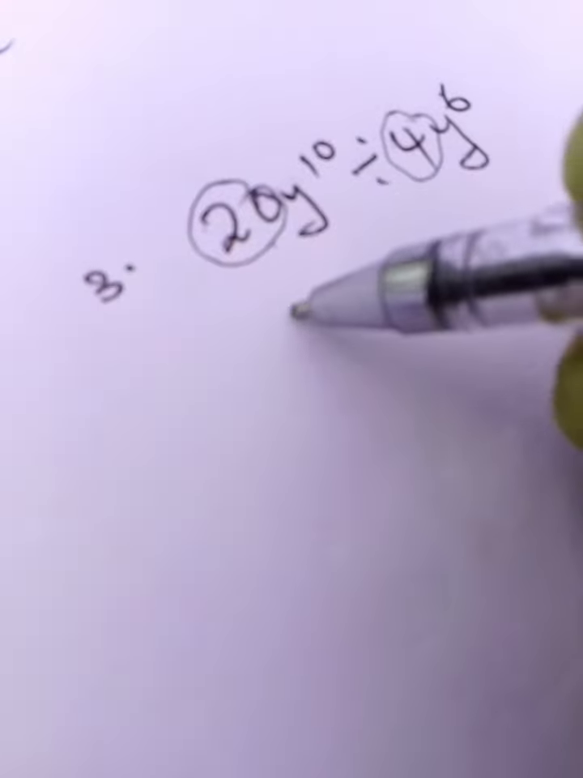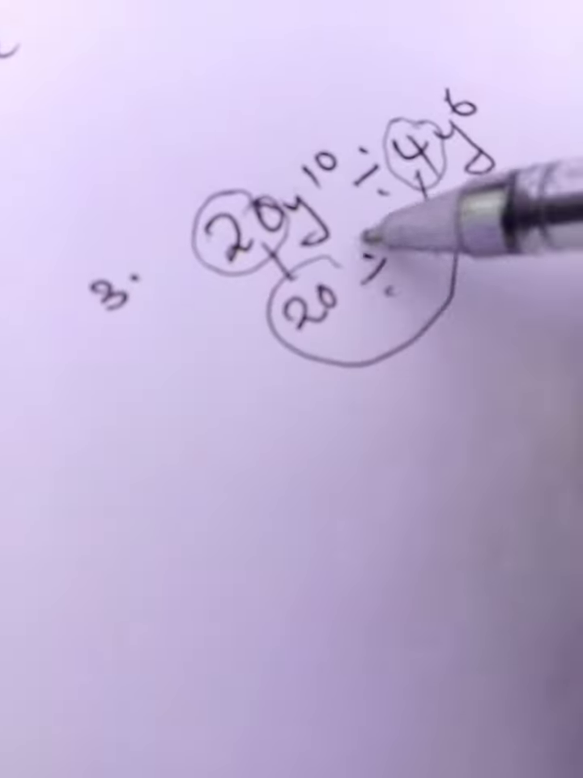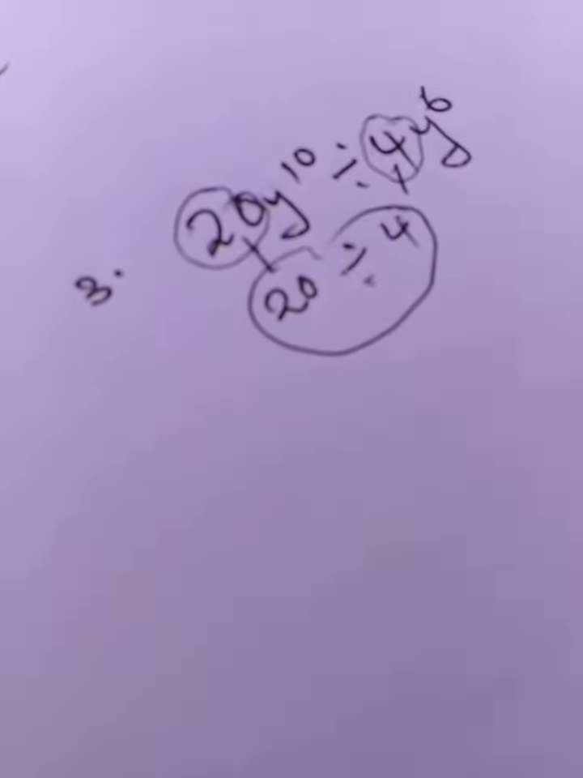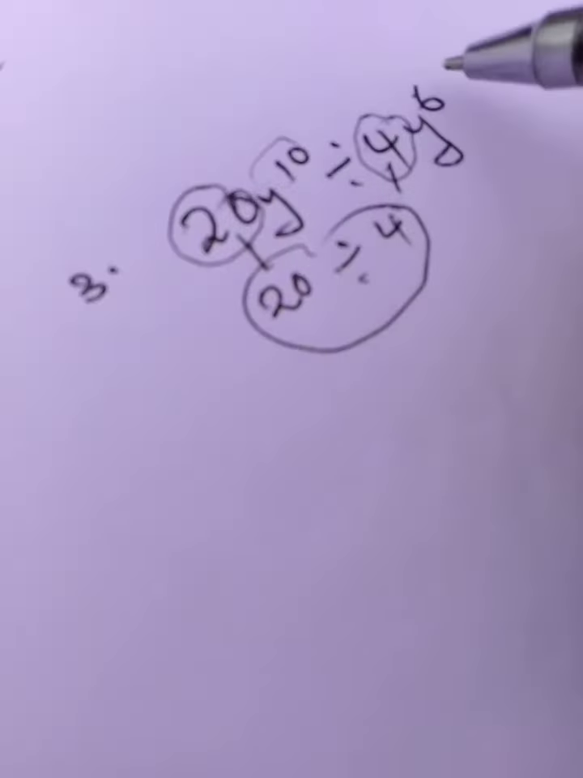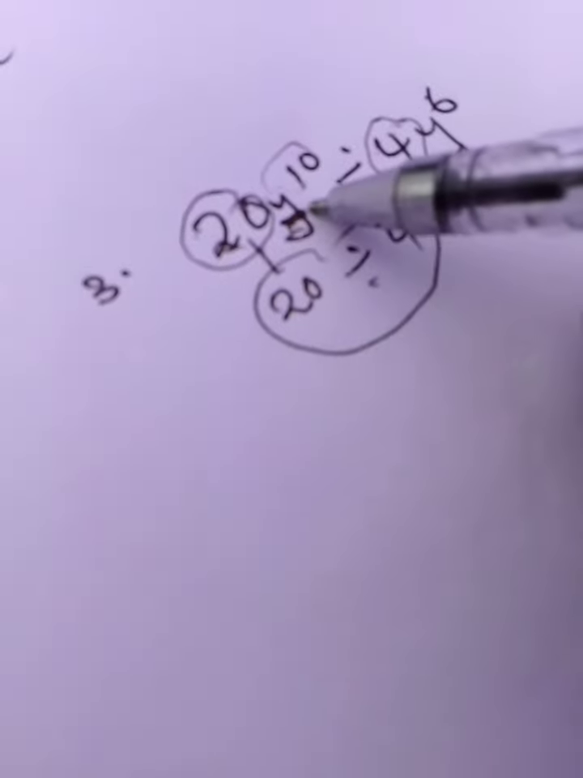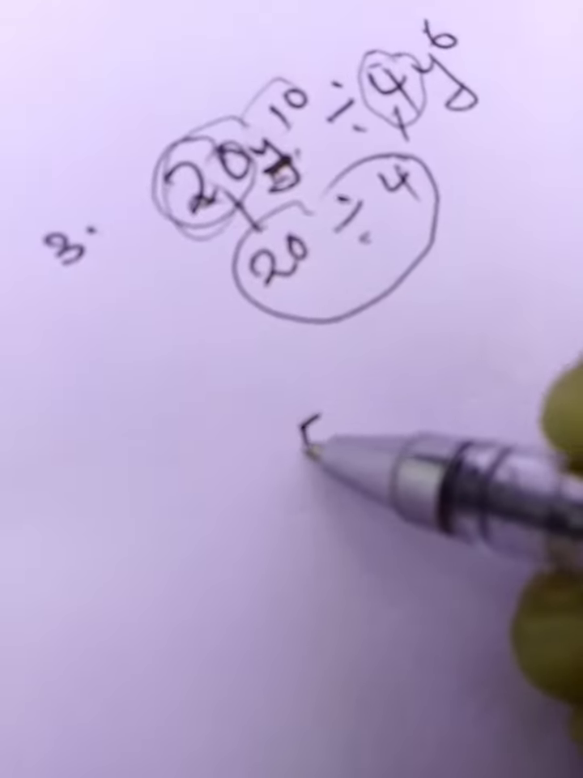So it will be 20 divided by 4. We divide those numbers as usual. We are not going to take the 10 or the 6. The numbers in front of our base, we divide those numbers as usual. So 20 divided by 4 is 5.